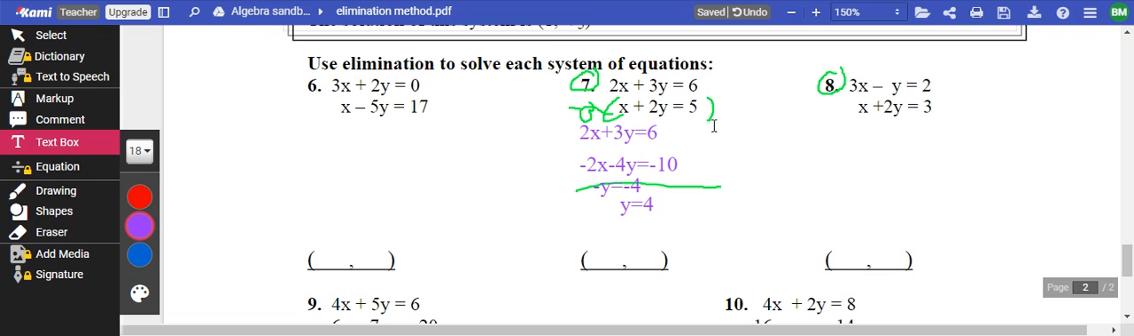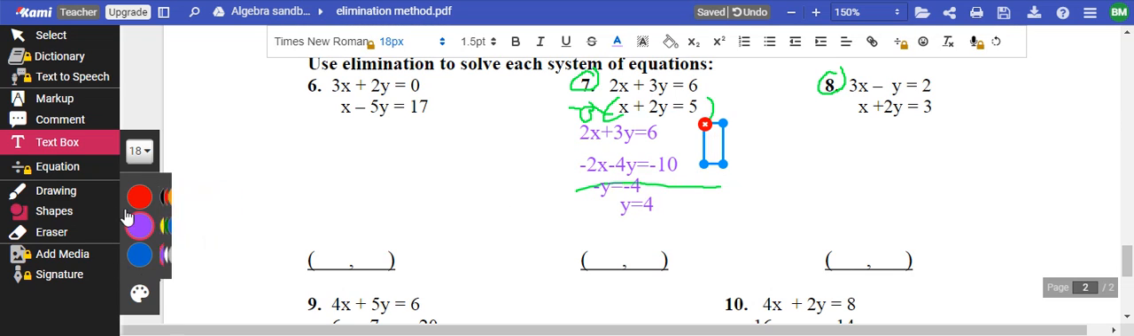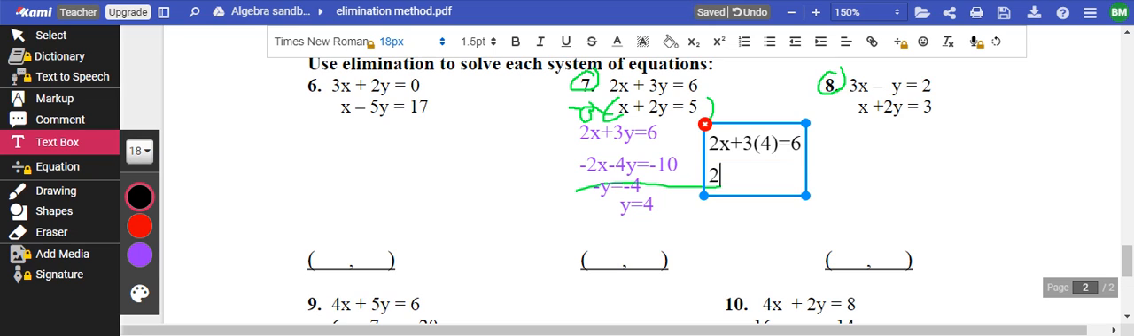Okay, so once that is done, I'm going to plug it back into this equation. I'm going to use a different color so you can see. I'm going to do it to the top equation because I didn't change it at all. 2x plus 3 times 4 equals 6. Again, you really want to put it into the equation that you didn't manipulate. Therefore, it makes it easier to do if you made any mistakes. So 2x plus 12 equals 6. So 2x equals negative 6. We divide by 2, and x equals negative 3.